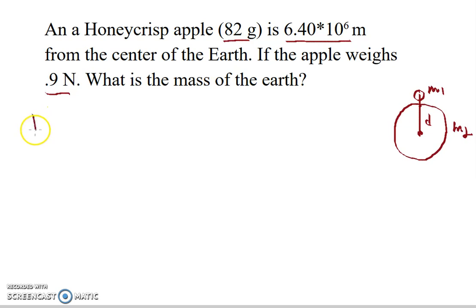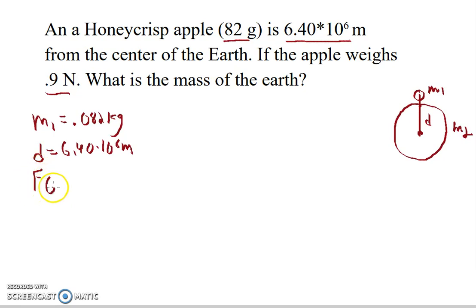So let's write some of that out. We know M1, the mass of the apple. It's 0.082 kilograms because it's 82 grams. We know D is 6.4 times 10 to the 6 meters. And we know how much it weighs, right? That's the force of gravity at the surface of a planet. It's going to weigh 0.9 newtons. And we're looking for M2, basically the mass of the Earth.